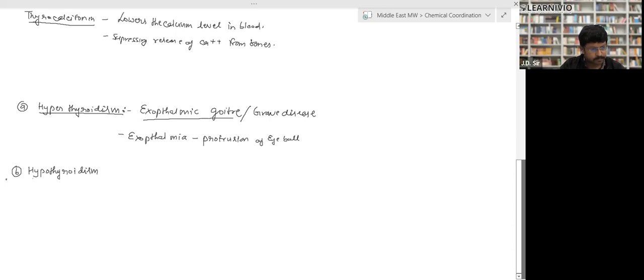Hypothyroidism. Next one is hypothyroidism. Hypo means less secretion. So there are various diseases, or we can say defects, in hypothyroidism. Some important ones, please write them down.